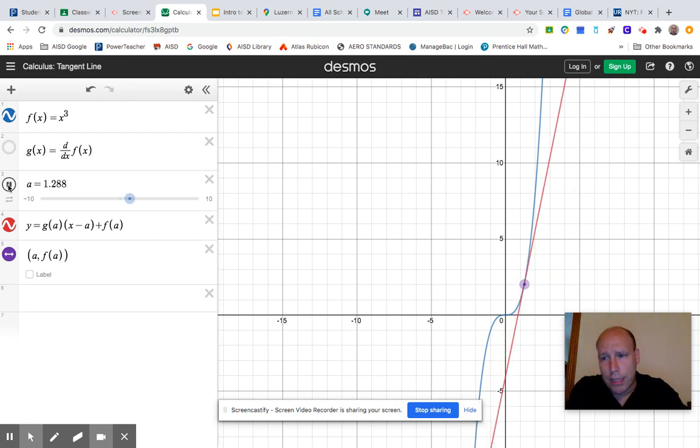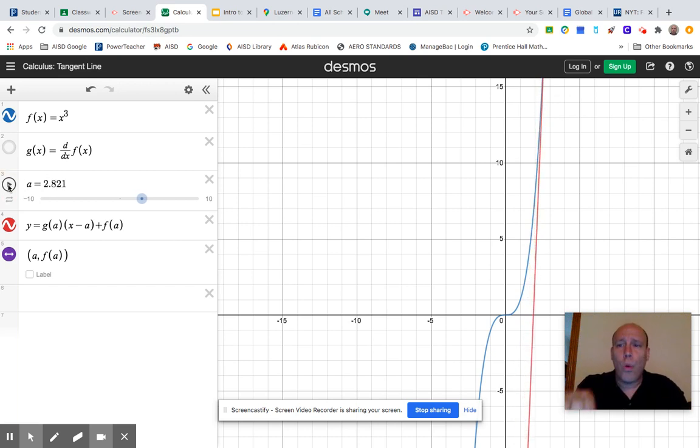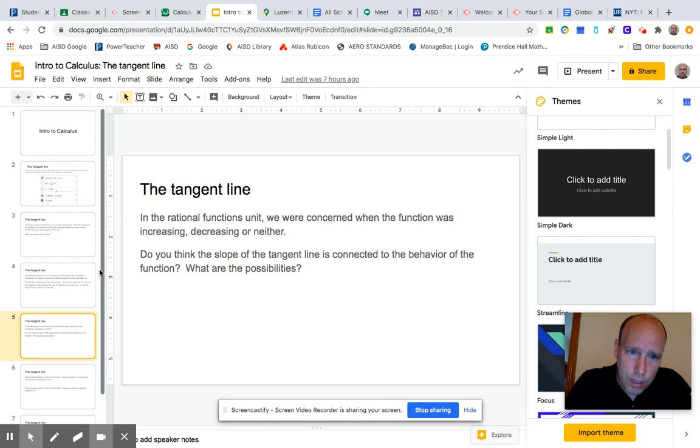This is a rare exception. It might show up in higher level. It's called a saddle point. We're not really going to talk about it. But in general, when there's a turning point, that's when the slope is zero. Let's move on.